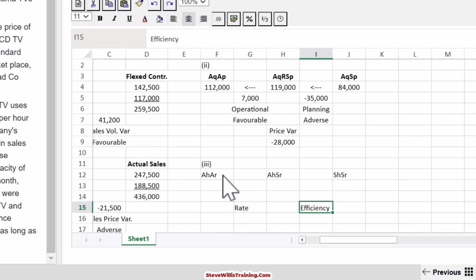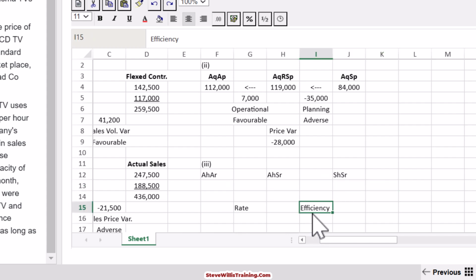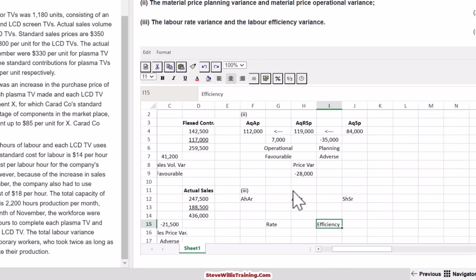Efficiency variance tells us, did the workforce go faster or slower? Did they make more or fewer units per hour? Rate variance tells us about how much we paid. For the hours that they gave us, did we pay more or less than the standard or budgeted rate? Okay. So now if I try something here, I could get some partial marks potentially. So you don't need perfection in section C to get a comfortable pass.